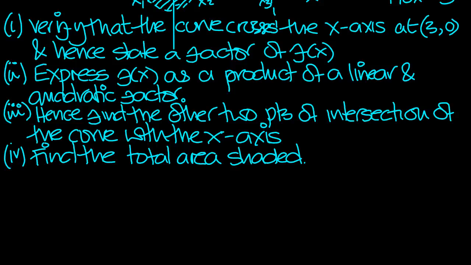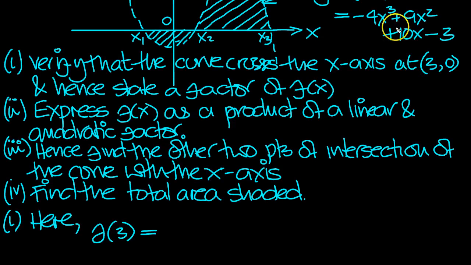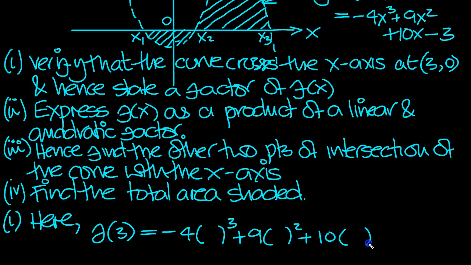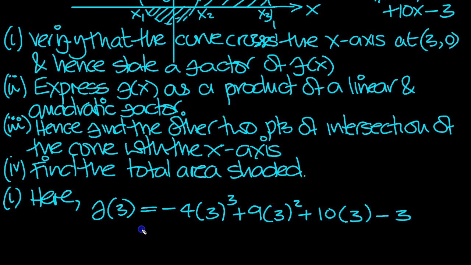So part 1 then. Let's have a look at that. Here, f of 3 we want, don't we? Is equal to... Now let's try and glance at our cubic at the same time. It's minus 4x cubed plus 9x squared plus 10x and then minus 3. The x value that I've put a bracket around instead of x is the value input, 3. So let's input 3 in there, see what we get. Hopefully we get 0, and then we'll see that we have a factor.